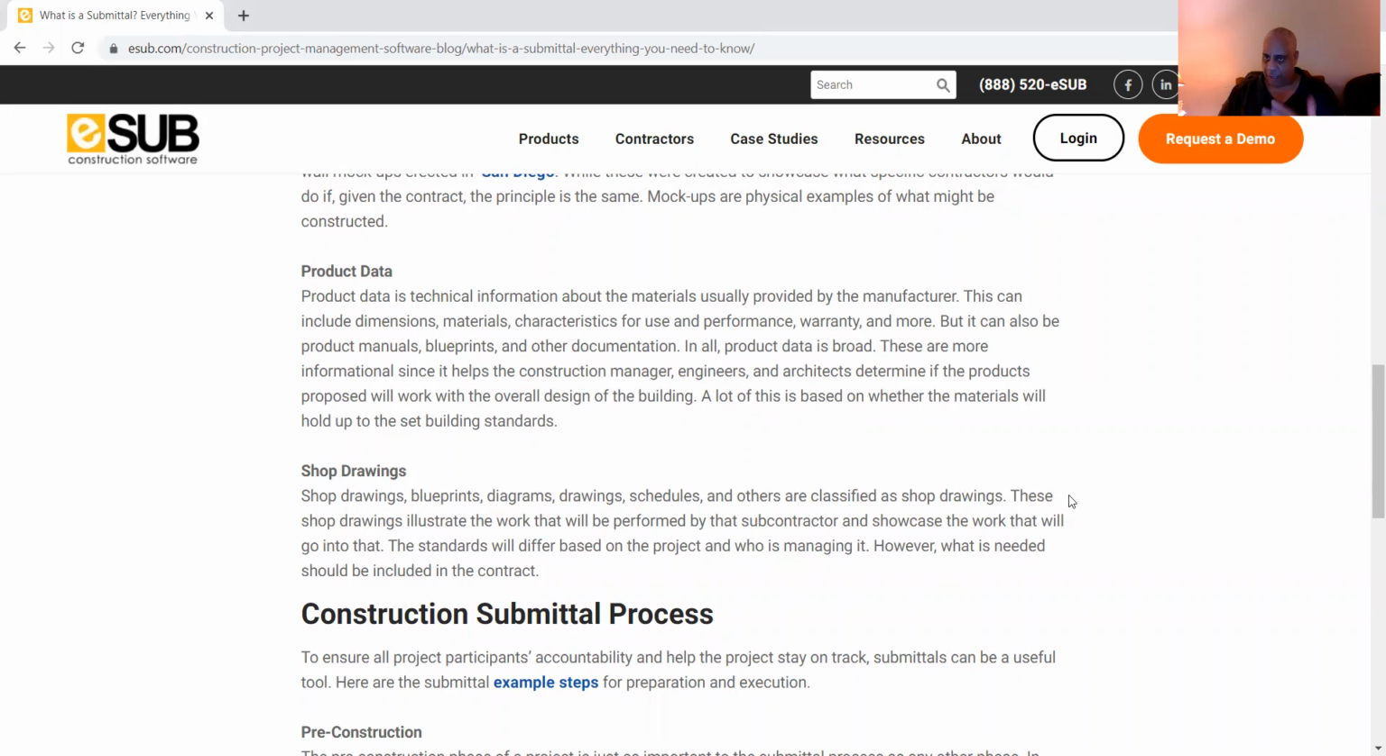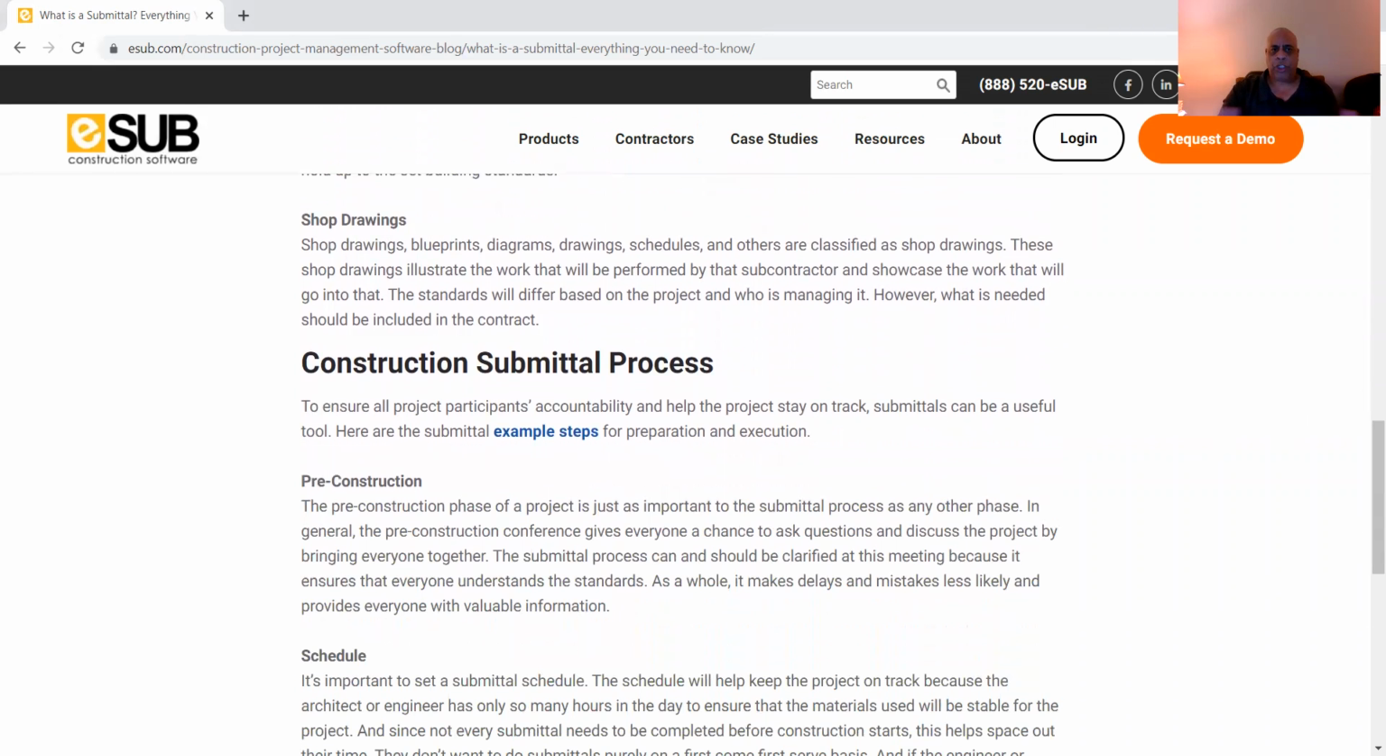Again, I've given you a few types of submittals. Now, I'm going to introduce the construction submittal process. To ensure all project participants' accountability and help the project stay on track, submittals can be a useful tool. And here are some example steps for preparation and execution.